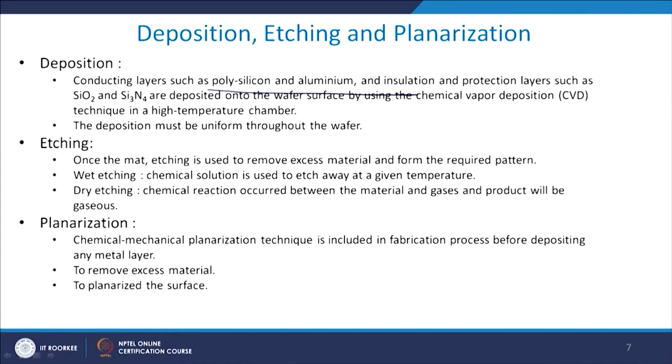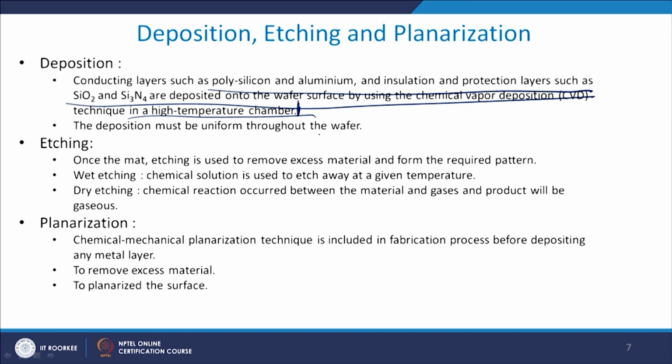Let me come to deposition. Deposition is used for conducting layers such as polysilicon and aluminum, and insulation and protection layers such as silicon dioxide and silicon nitride, and they are done by a CVD process in high temperature chambers. So, I have a high temperature chamber, and I do a CVD, which is chemical vapor deposition, and I deposit layers of silicon dioxide and nitride, which are both dielectric in nature, over this area.